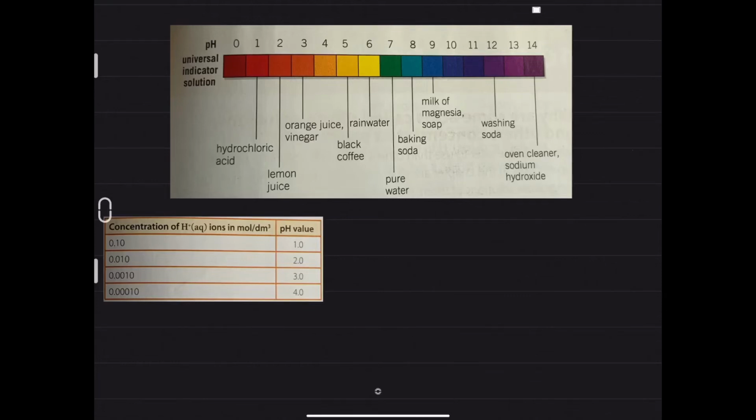Before electrolysis, we're just going to talk about a few points from acids and alkalis, which we need to quickly recap, and then we can move on to electrolysis.